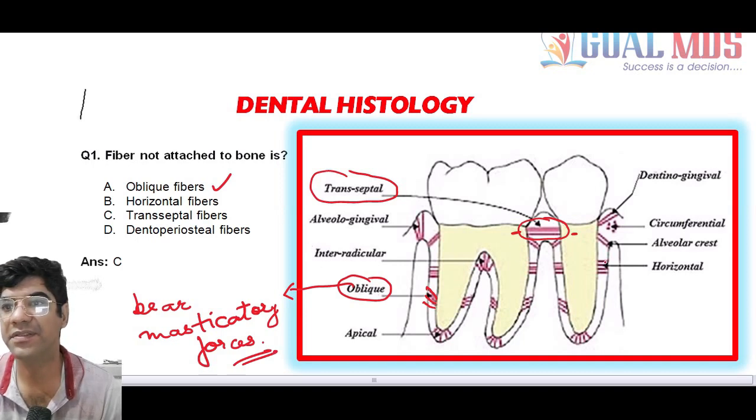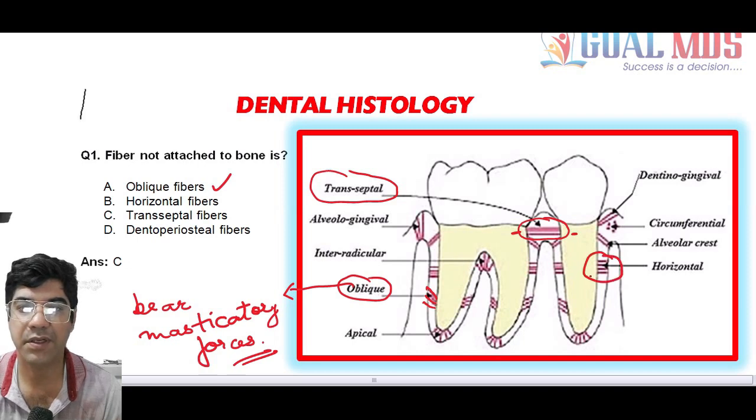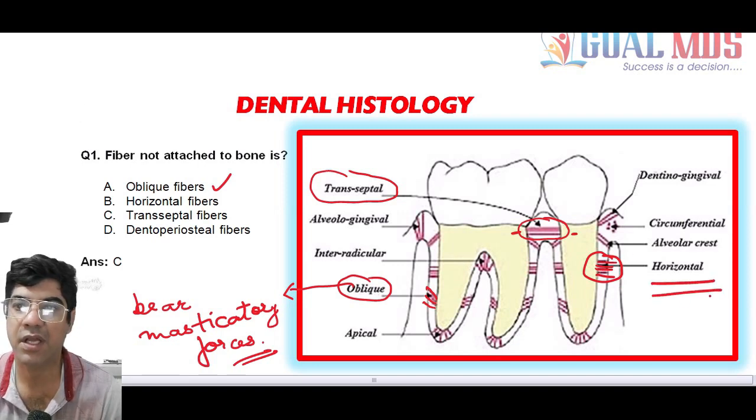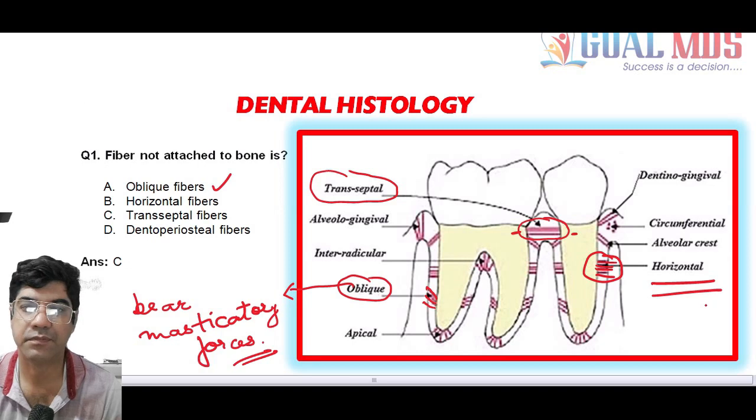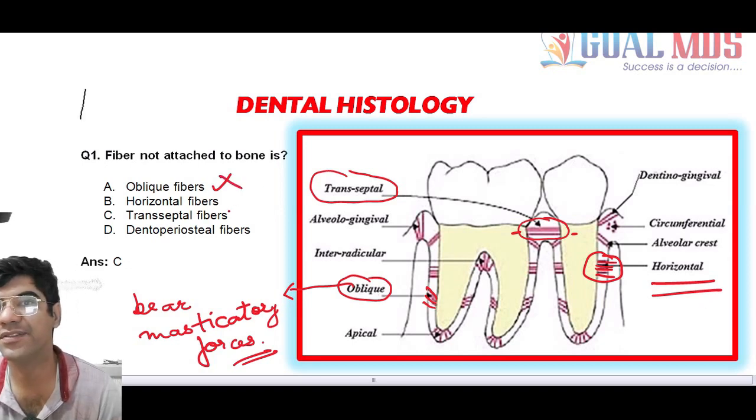The horizontal fibers run horizontally from the cementum to the alveolar bone. So they are mainly responsible for resisting the horizontal forces acting on the tooth. So your answer will be transseptal fibers.